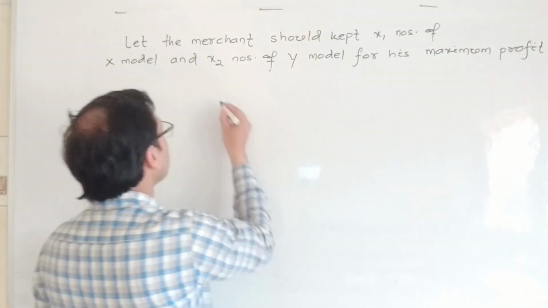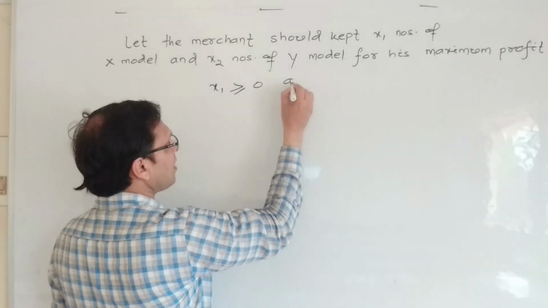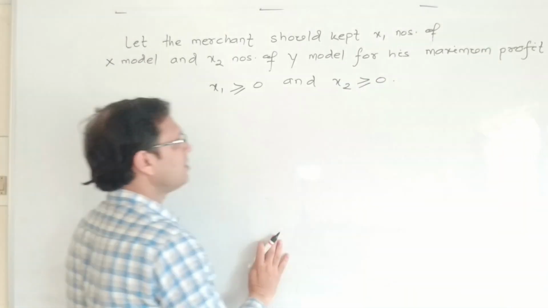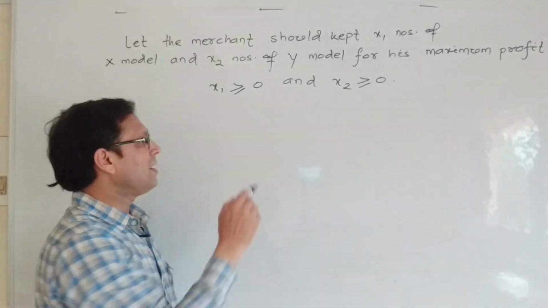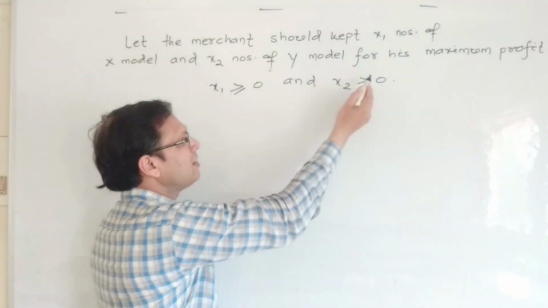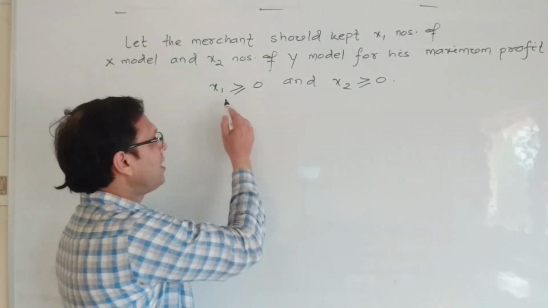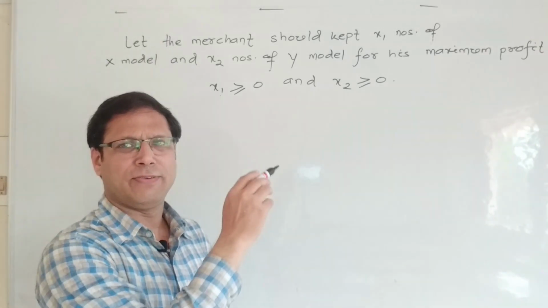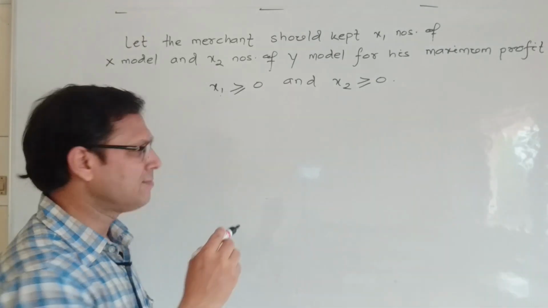So from this we conclude that X1 should be greater than or equal to 0 and X2 should be greater than or equal to 0. Since a negative number of TVs will not be there, X1 should be either 0 or greater than 0, and X2 should be either 0 or greater than 0. So we have completed the non-negative restriction. First condition we have finished. Next, the given condition can be written inside a table. How is it? You see.